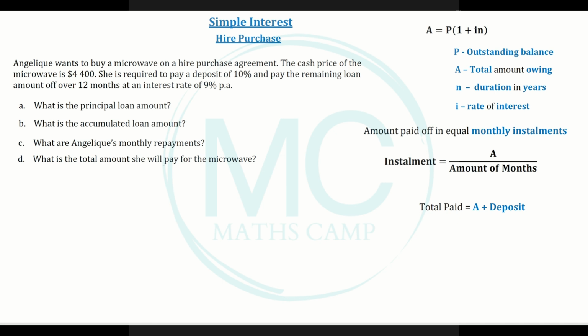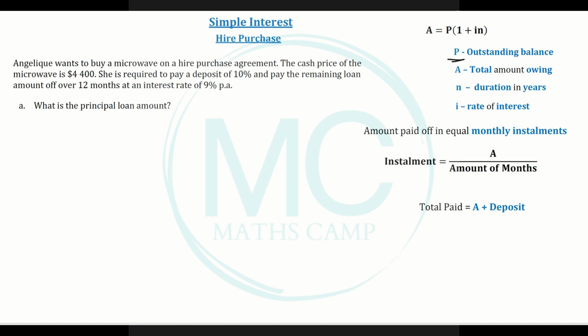Let's start with part A. Part A asks us to find the principal loan amount. It's our P value. It's the outstanding balance after the deposit. And to find P, we say the cash price less the deposit. So let's find out how much the deposit is. The microwave costs $4,400. So let's make a note of this over here.